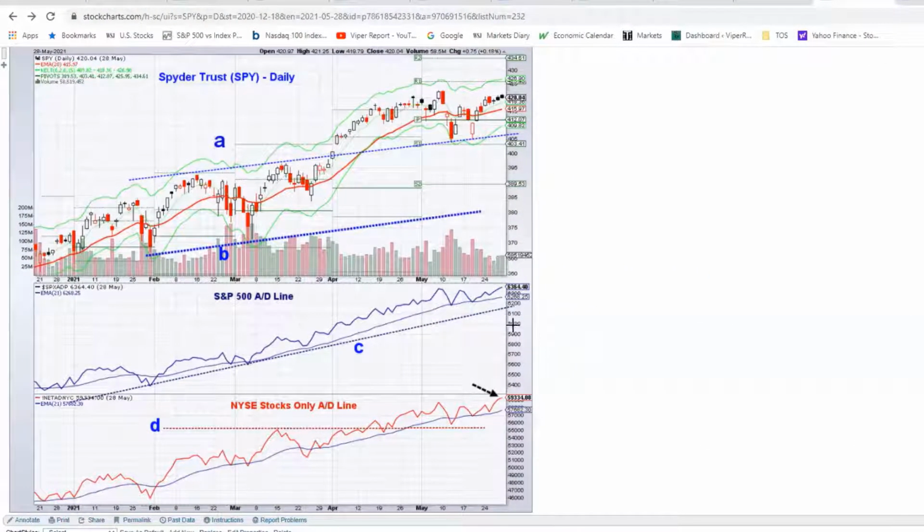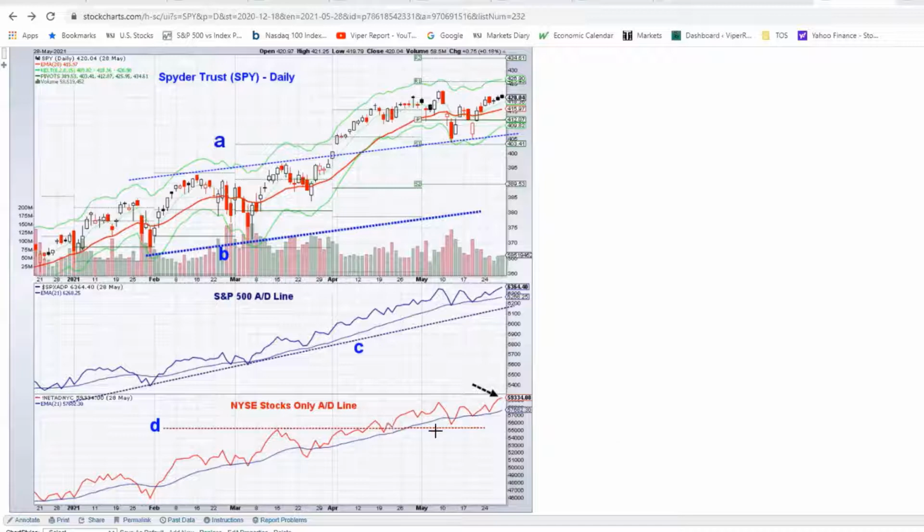So this is a chart as of May 28th. The reason I picked this one is because you can see, at this point in the arrow, we have the SPY, the S&P 500 AD line, and the NYSE stocks only AD line. Quick refresher course on that. I follow two different NYSE AD lines: the NYSE All and the NYSE stocks only. The All NYSE has ADRs, bond funds, all sorts of different things that are not quite stocks, so that covers all of them.